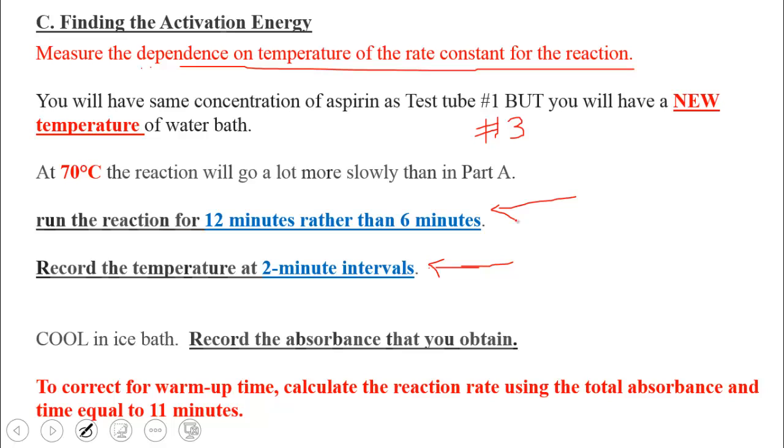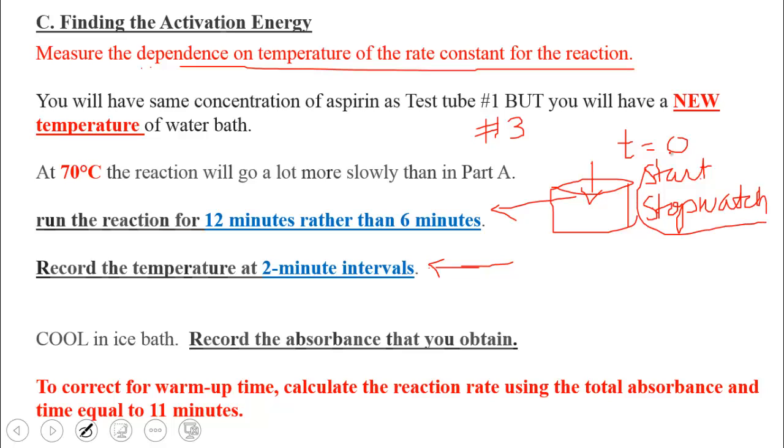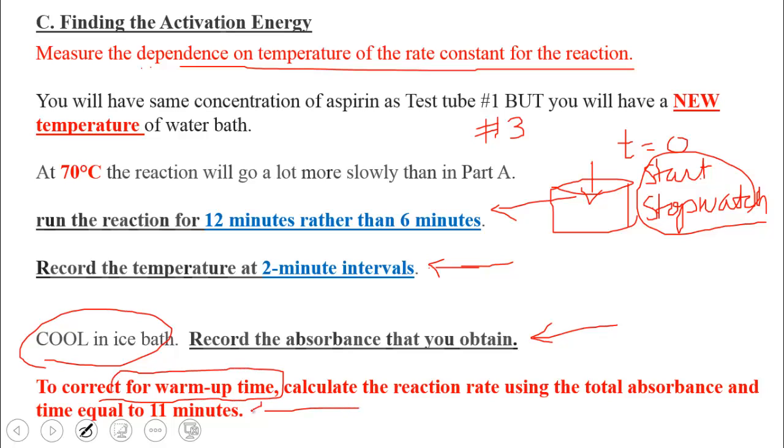Remember, when you're putting your test tube into the water bath here, time is equal to 0. Start your stopwatch as soon as test tube number 3 goes into the water bath. We'll cool it after the 12 minutes, and then, of course, record the absorbance in the Spec 20. We are going to correct for warm-up time, and we're going to give ourselves a little bit more time here in that instead of only half a minute for warm-up, we're going to give ourselves a full minute. So our time interval here will be 11 minutes, okay?